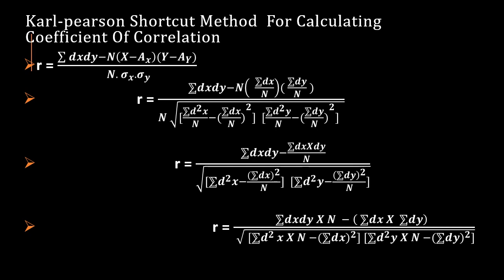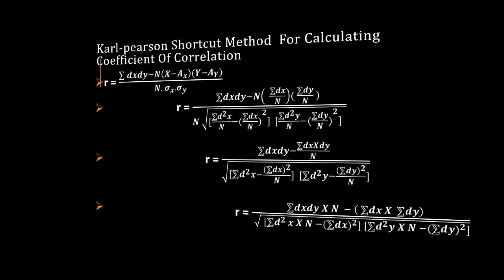That is further concluded as sigma dx dy into number of observations minus sigma dx into sigma dy, divided by square root of sigma dx square into number of observations minus sigma dx whole square, multiplied with sigma dy square into n minus sigma dy's whole square. Friends, this last formula is maximum used and is better for making your calculations easy.